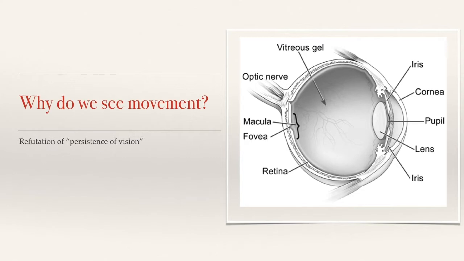The major piece of evidence against the persistence of vision is the phi phenomenon. In order to simplify a rather complex physiological process, let's break it down into two small elements. Number one, the phi phenomenon itself, and number two, something called beta movement.